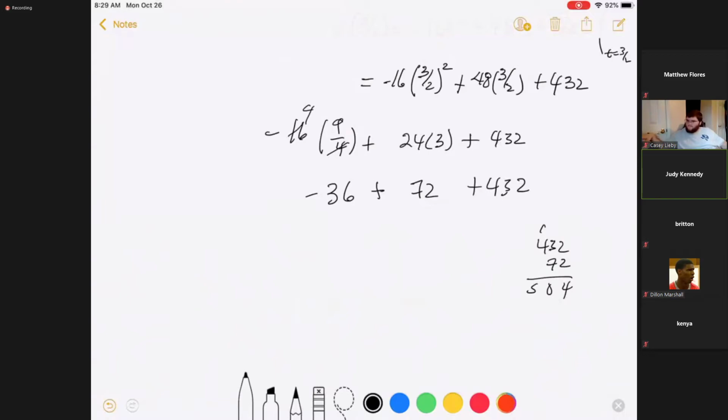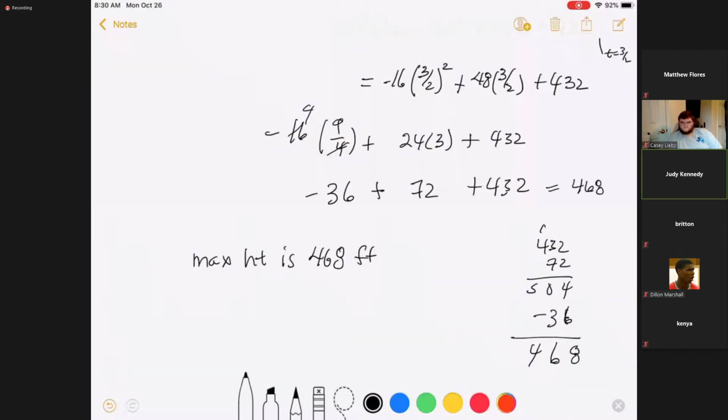Okay. And then I want to subtract 36. 14 minus 6 is 8. 9 minus 3 is 6. 468. Okay, so 468. So the maximum height, 468 feet above the ground.